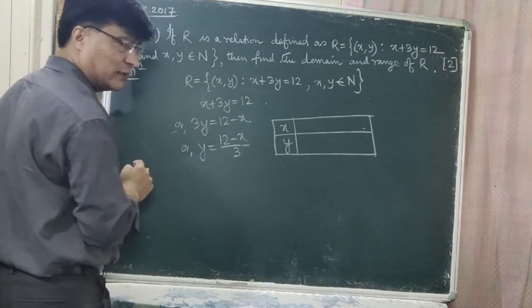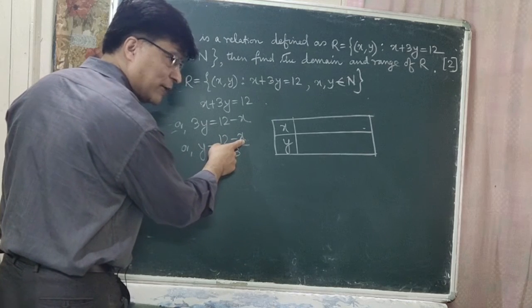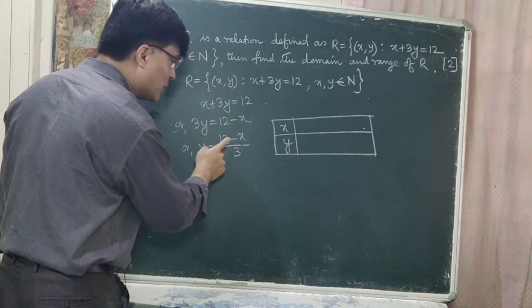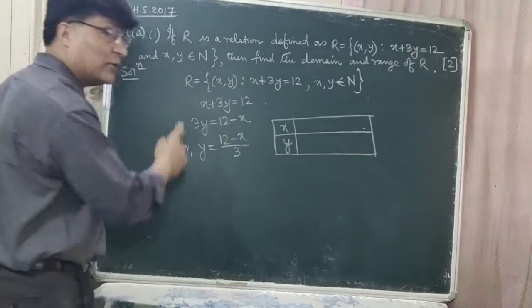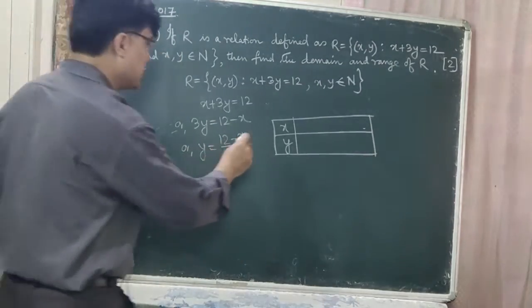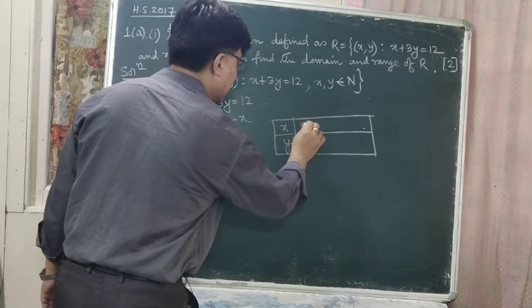You can take 3 here. If you take x is equal to 3, 3 is a natural number. 12 minus 3 is 9. 9 is completely divisible by 3. So you can take x as 3.